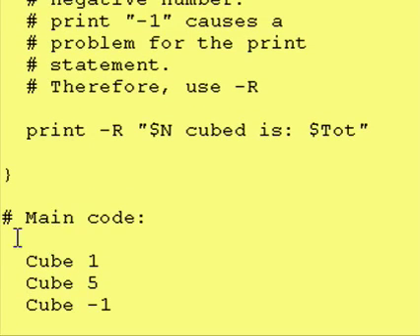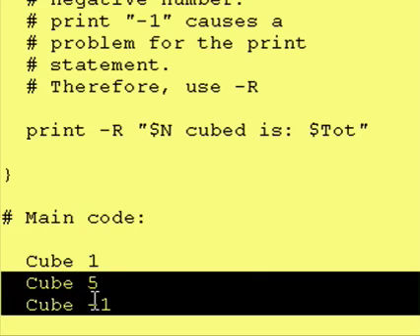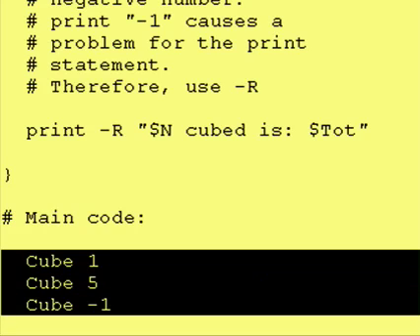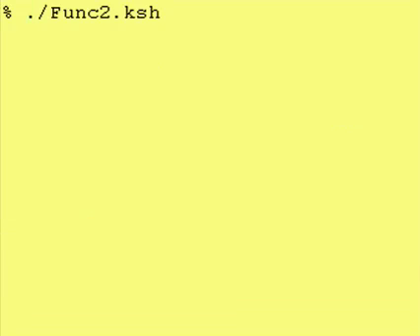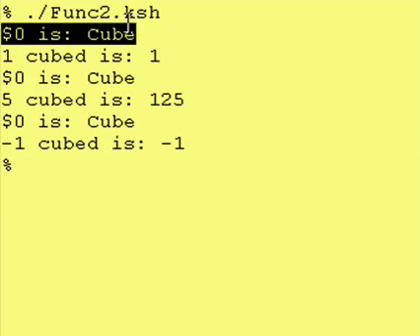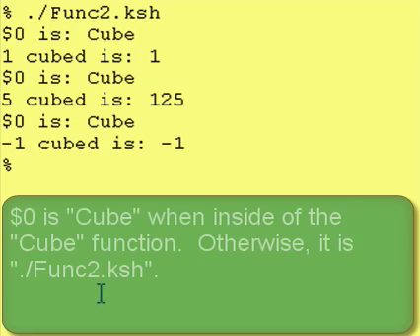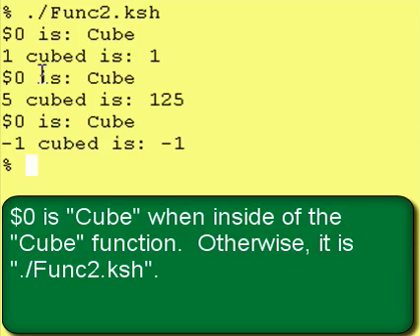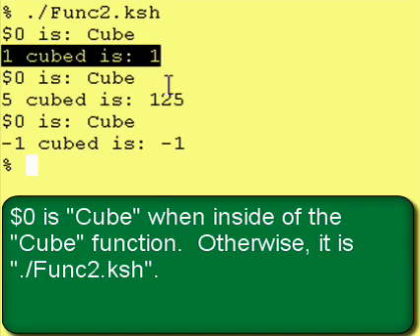Now, to call our function, once again, you give it the name of the function, and in this case, we're passing it a variable, a number, and we do this 3 times. So let's take a look at the output. We run our program by just typing in the name of the program, and as you can see, it called cube, and our first time it was cube space 1. So when we went into the function, it said $0 is cube, which was the name of our function, and then it said $1 cubed is total. So 1 cubed is still 1.